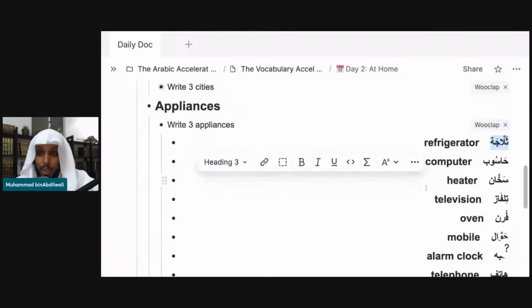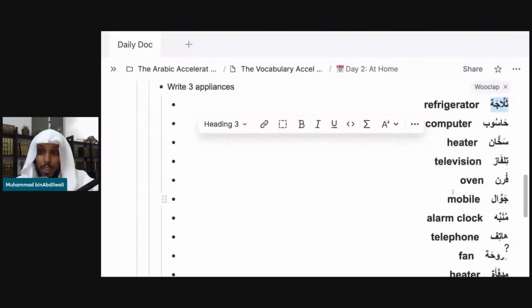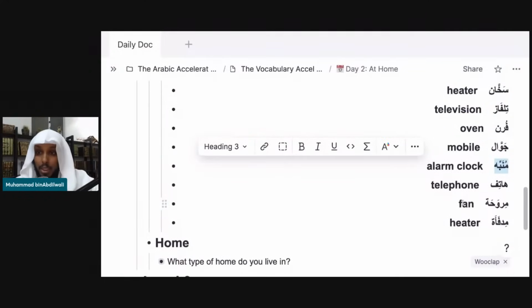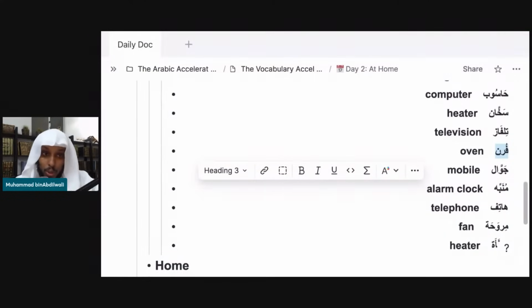Let's go with ثلاجة. We'll start with specifically those that have specific places in the house. تلفاز, you'd find that in a specific place. منبه, you'll find that in a specific place. And فرن, you'll find that in a specific place. Okay? So now the question is going to be on WooClap أين, that you have to tell me where it is. Okay? واضح? طيب. Let me post the question.